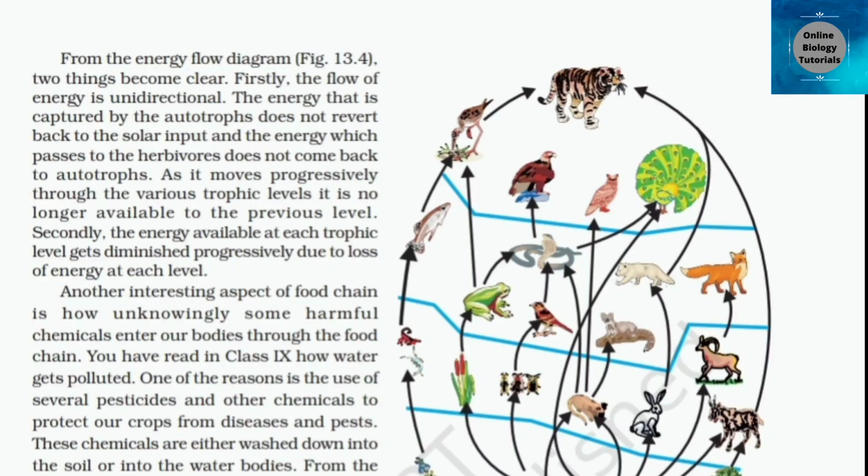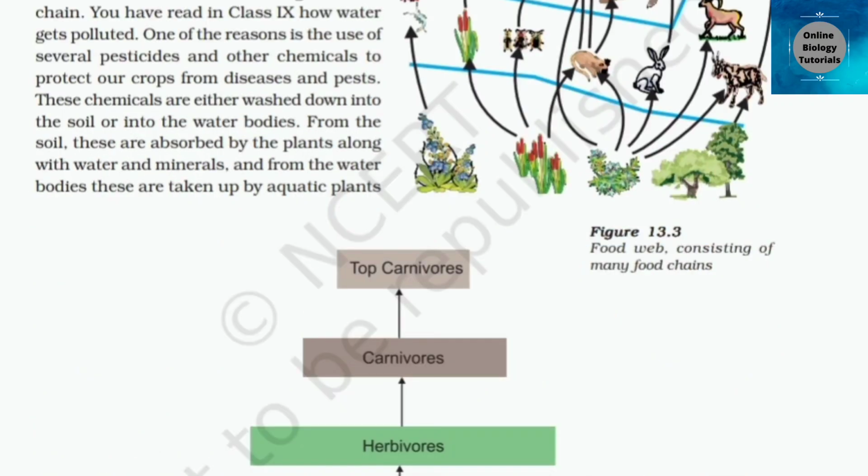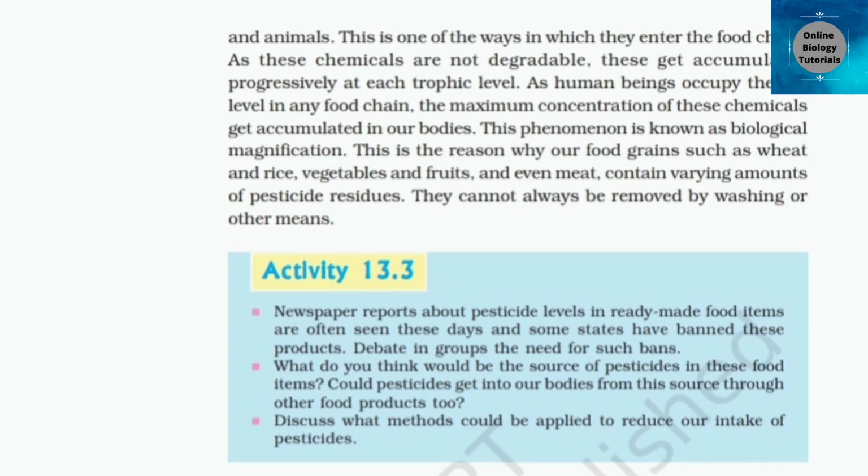Another interesting aspect of food chain is how unknowingly some harmful chemicals enter our bodies through the food chain. You have read in Class 9 how water gets polluted. One of the reasons is the use of several pesticides and other chemicals to protect our crops from diseases and pests. These chemicals are either washed down into the soil or into the water bodies. From the soil, these are absorbed by the plants along with water and minerals, and from the water bodies these are taken up by aquatic plants and animals. This is one of the ways in which they enter the food chain.